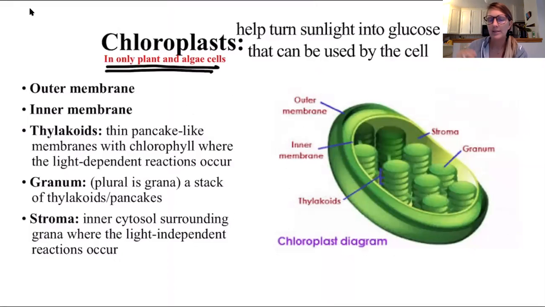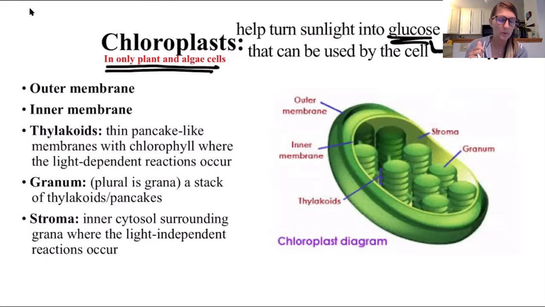They help turn sunlight energy, so they capture the energy from the sunlight through that pigment chlorophyll, and they turn it into glucose that can then be used by the cell to break it down to create ATP, right? So cellular respiration. So in plant cells, they use photosynthesis to make their own glucose, and then cellular respiration turns that glucose into ATP, right?